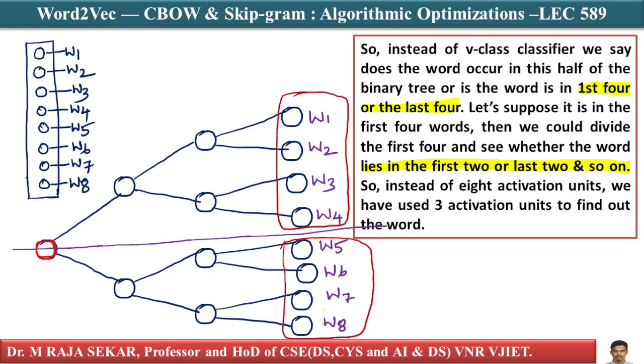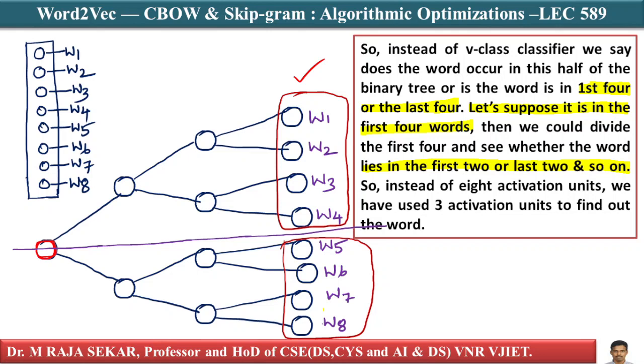That is important. I will create a binary classifier. Just see, what am I doing here? I am creating a binary classifier here, which says whether the output word belongs to the first half or not. Instead of doing it as a V-class classification with V outputs, I am trying to create a hierarchical structure.